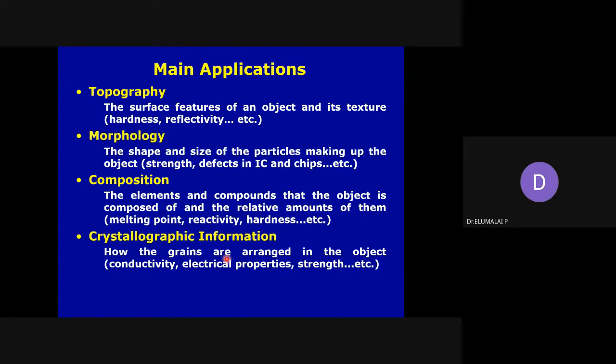What information can you get from SEM or electron microscope? Topography of the material. What do I mean by the topography of the material? Hardness, reflectivity, surface structure, texture, whether it is a smooth surface, hard surface, having pores, etc. It is interlinked with morphology. What is the size, shape, and distribution? Whether spherical, non-spherical, wire, tube, is there any defect?